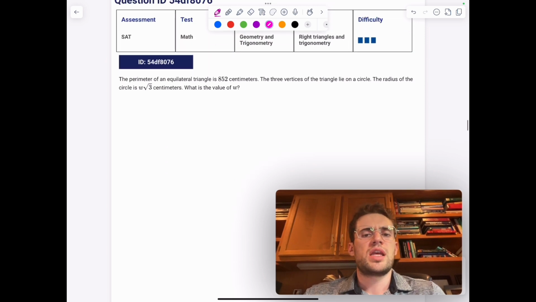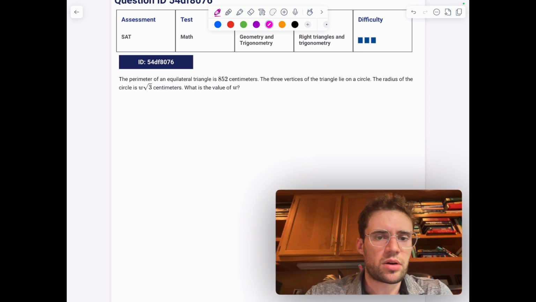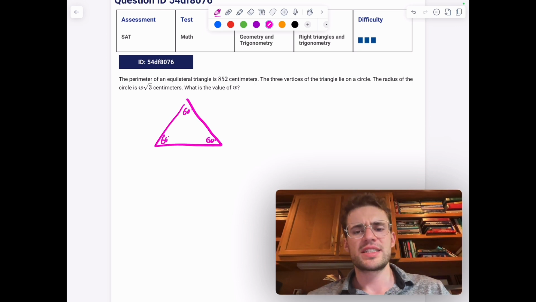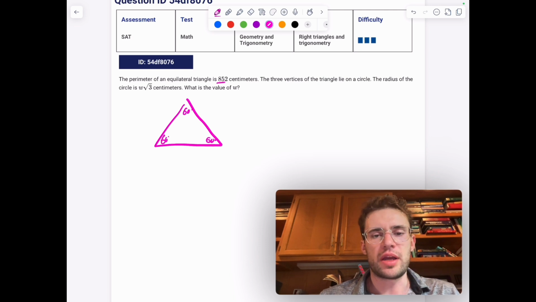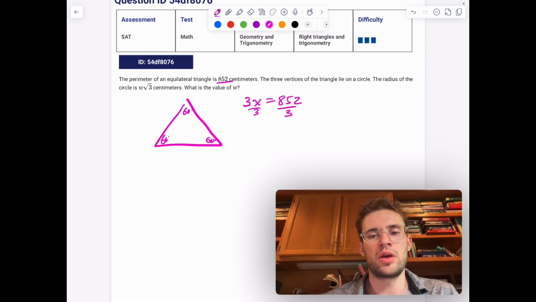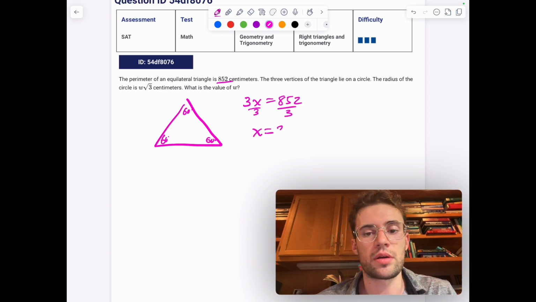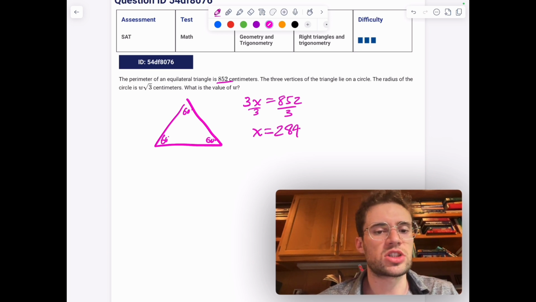All right, the perimeter of an equilateral triangle is 852 centimeters. So equilateral, again, means all of the sides are the same, all of the angles are 60. And if all of the sides are the same and they add up to 852, then we could write that as, if the sides are x, 3 times x equals 852. Divide both sides by 3. We get that x is equal to 852 divided by 3, which is 284. So each of the sides is 284.